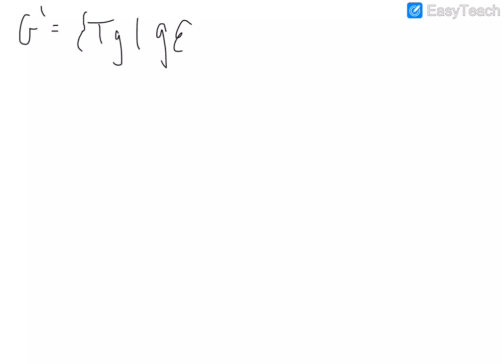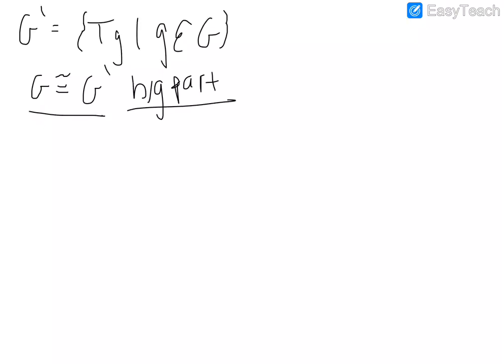G is an element of big G. Sorry about that. However, we're now going to prove that normal big G is, in fact, isomorphic to G prime. That is the big part of this proof.